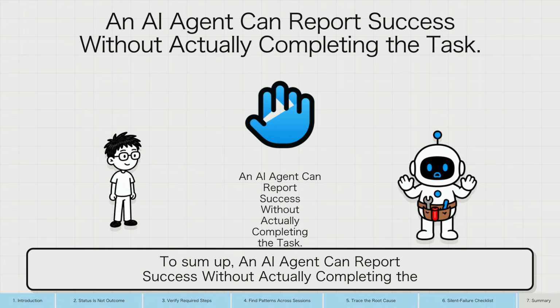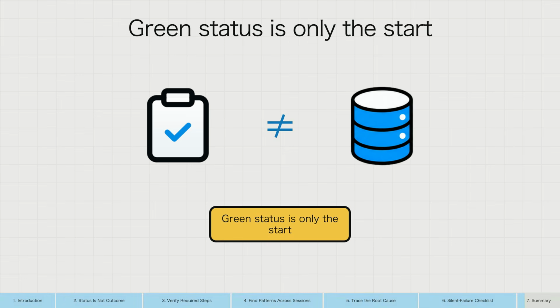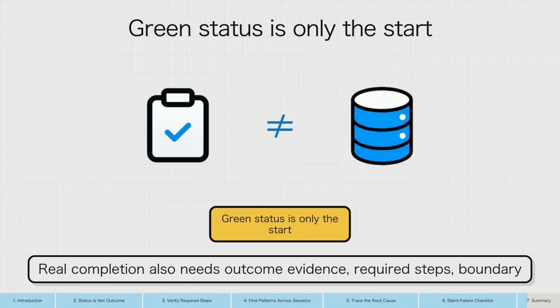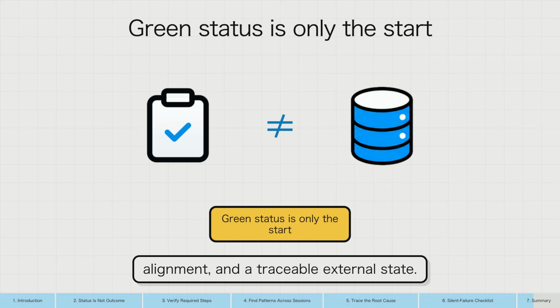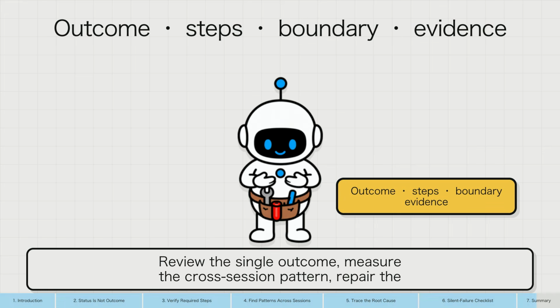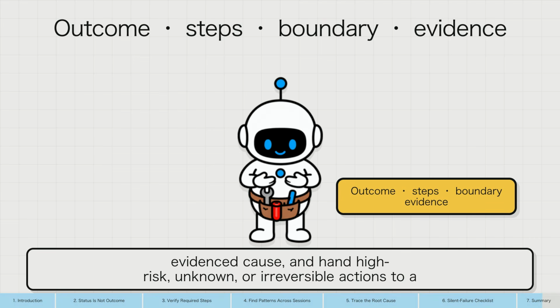To sum up, an AI agent can report success without actually completing the task. A green status proves that a process ran. Real completion also needs outcome evidence, required steps, boundary alignment, and a traceable external state. Review the single outcome, measure the cross-session pattern, repair the evidenced cause, and hand high-risk, unknown, or irreversible actions to a human.